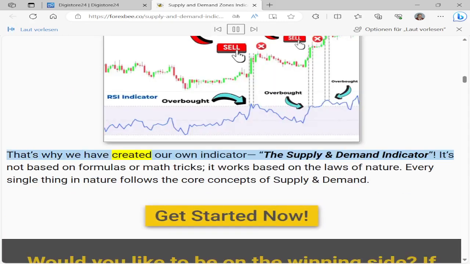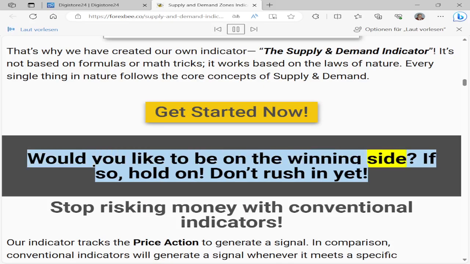That's why we have created our own indicator, the supply and demand indicator. It's not based on formulas or math tricks, it works based on the laws of nature. Every single thing in nature follows the core concepts of supply and demand. Get started now. Would you like to be on the winning side?